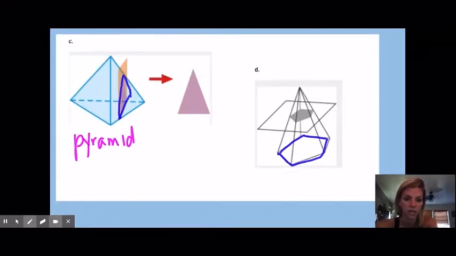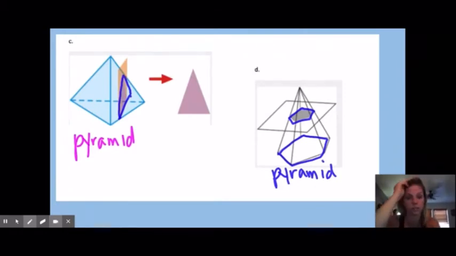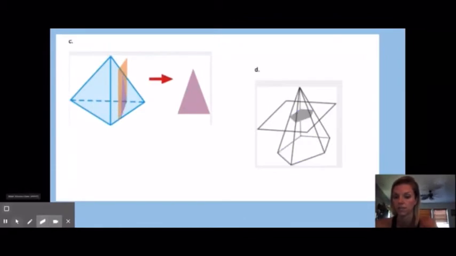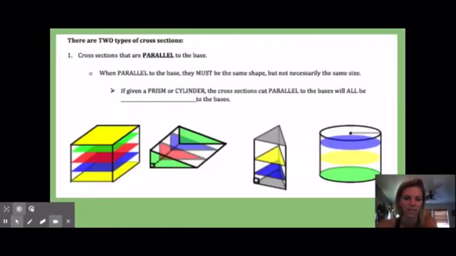This one, okay, the cross section looks like it's pretty much parallel. Now let me ask you, it's definitely a pentagon. Is it congruent to the bottom? No. Okay, so you're going to see that for this one, this again is a pyramid here. The cross section is the same shape because I cut it parallel, but it's not congruent. You'll see that it's similar, which we would have spent a lot more time on in class, but that's okay. So there's two types of cross sections.